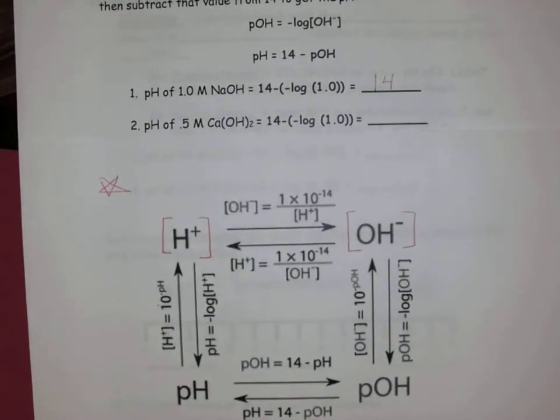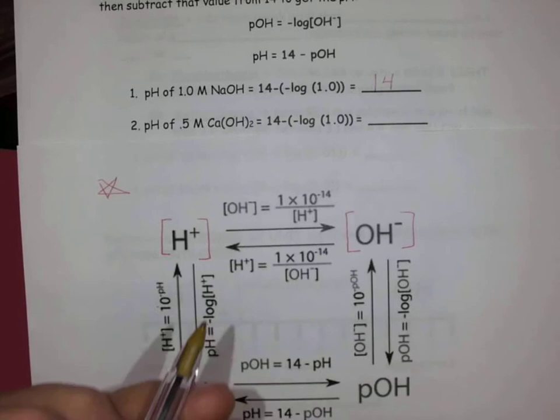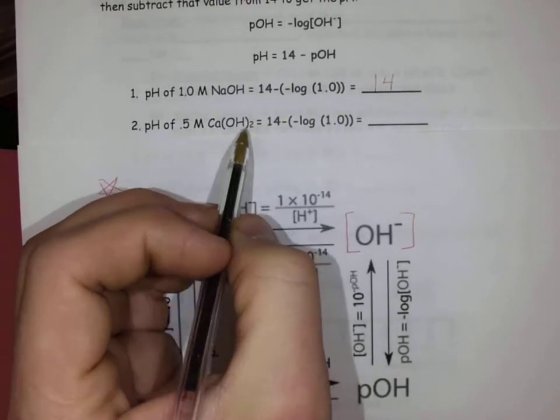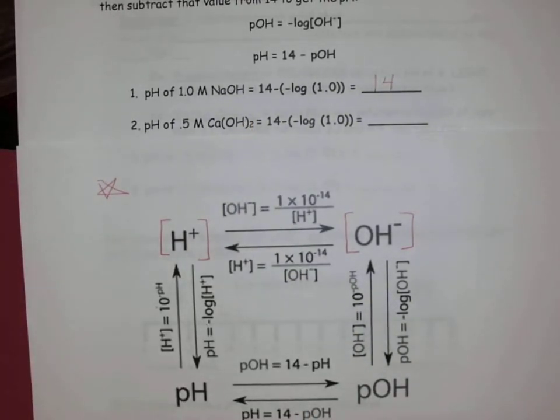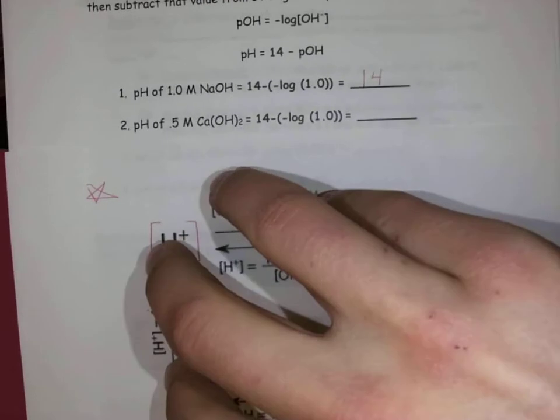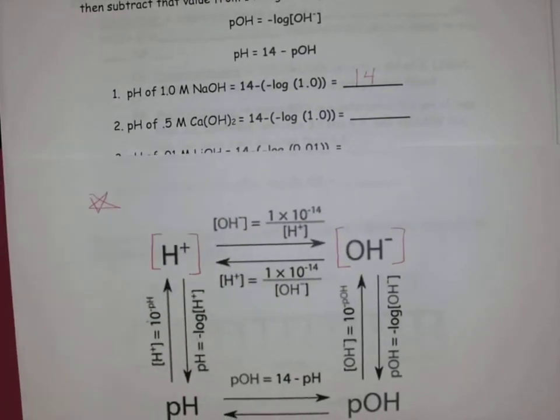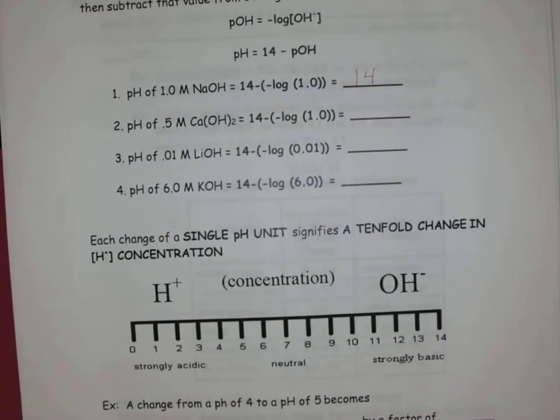Looking at that next one, it's a little bit harder because we've got 2 OH minuses there. So use this square, and that's going to help us. Okay, all right, we're going to pause there.